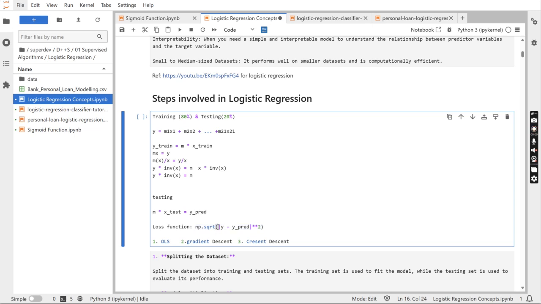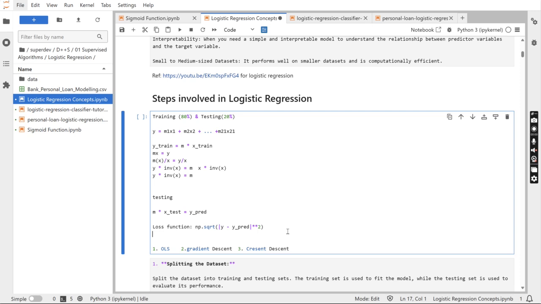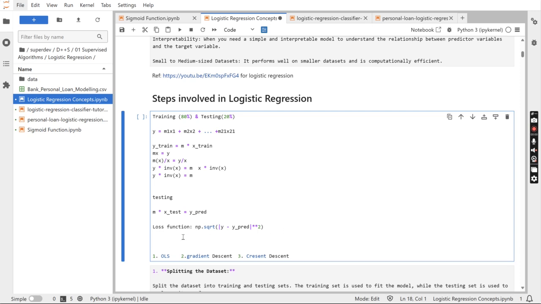For simplicity, let's take only the absolute difference, the highlighted section, y minus y pred. Now you know the difference is too much. If the difference is too much, you will go back and slightly change the value of m. How will you do that? By incorporating another... Basically the loss function is calculated. Here is another feature of OLS: the loss function is calculated for every row.